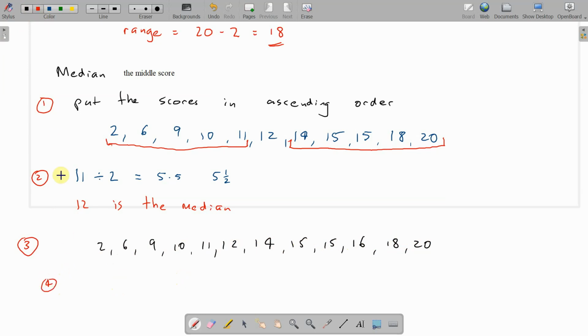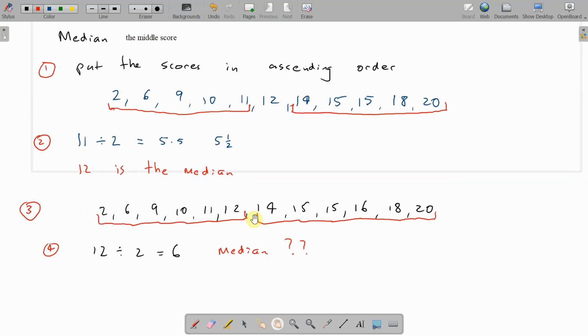And then 12 divided by 2 is 6, so there's 6 in each half. 1, 2, 3, 4, 5, 6. 1, 2, 3, 4, 5, 6. There we are, 6 in each half. So where's the median? We've got to think, how do we do the median when the middle 2 scores are these 2, but they can't share it. There's got to be a score that's the middle score, so we have to calculate one.